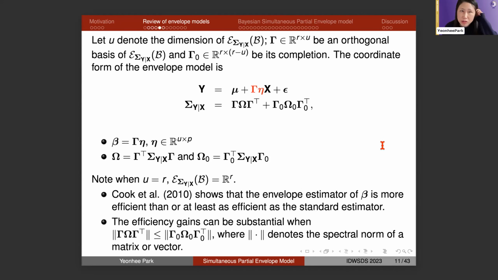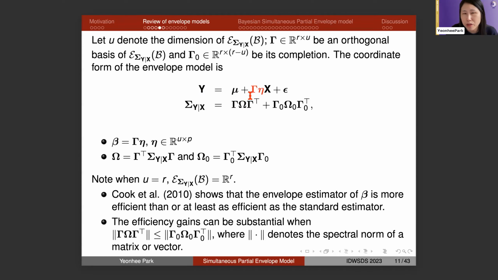Let u denote the dimension of the envelope. If the value of u is the same as r, the number of responses, then the envelope space is the same as the r-dimensional response space, and the envelope model degenerates to the standard model. For the fixed dimension u, the r times u matrix gamma denotes the orthogonal basis of the envelope space, and gamma 0 indicates its completion. Then we will have the coordinate form of the envelope model.